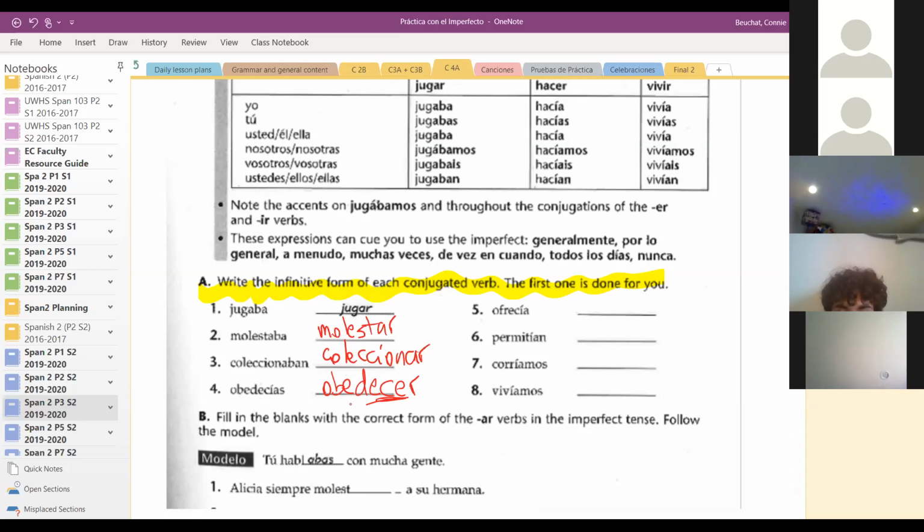Olivia, what do you have for number 5? Ofrecen. Or ofrecer. I mean, ofrecer, yes.